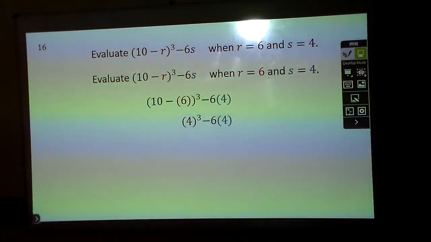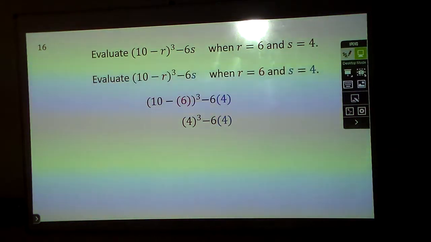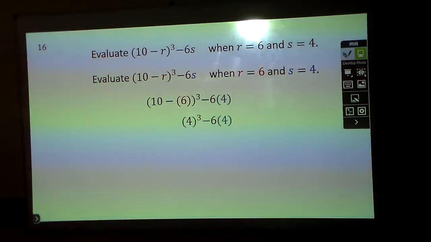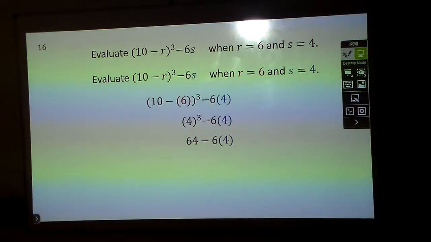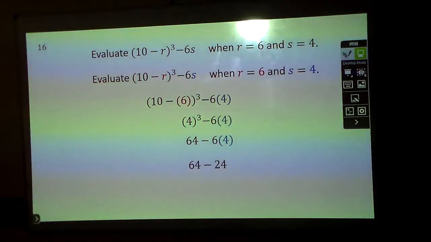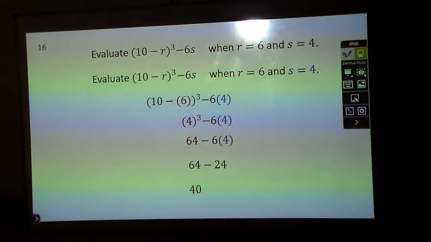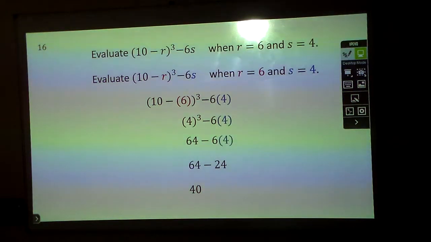And then I would do the exponent next, which 4 cubed is 4 times 4, which is 16 times 4 more is 64. Then I would do the 6 times 4, which is 24. And if you subtract it, you get 40. Or you could just plug that in the calculator.